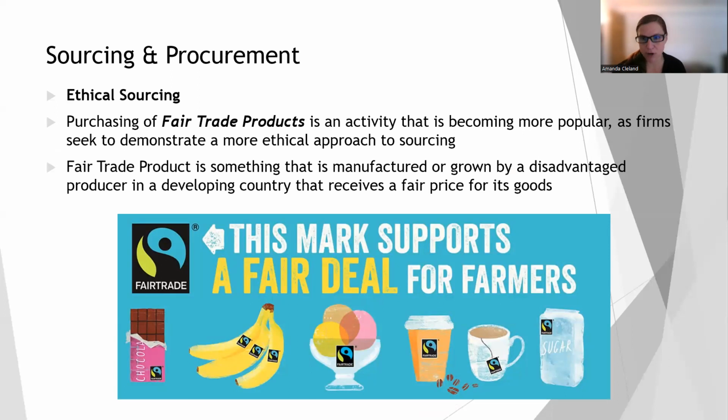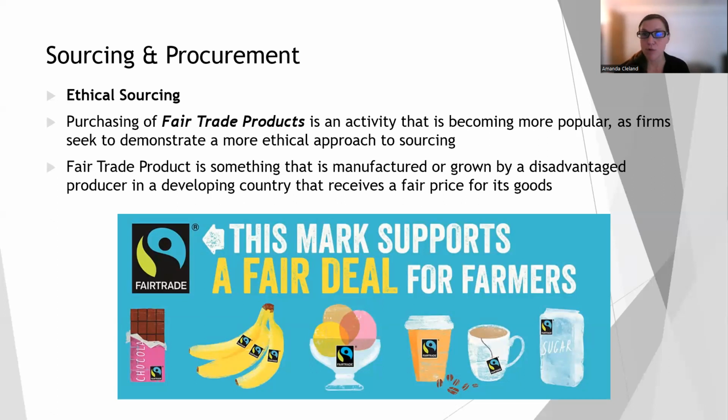So purchasing of fair trade products is an activity that's becoming more popular as a lot of companies are trying to demonstrate a more ethical approach to sourcing. So you'll see in the graphic that I've got here, they've got a fair trade little logo. A fair trade product, if you see this little logo on something, is something that has been manufactured or grown by a disadvantaged producer in a developing country that's actually receiving a fair price for its goods. So they are being paid a fair market value. If you see anything with this marking on it, that's what a fair trade product means.